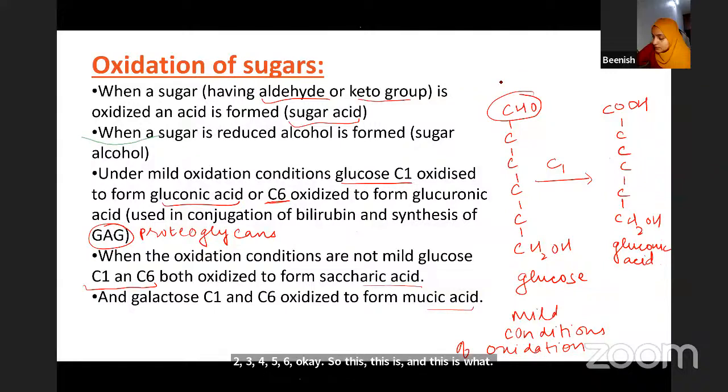And the other thing that can happen is if carbon 6 is oxidized. So in case carbon 6 is oxidized, this is the carbon, so you will have COOH here. And this will be your glucuronic acid.